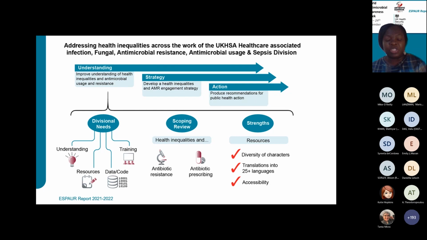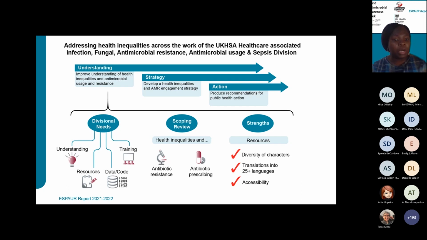Within the UK, and actually across the nation, tackling health inequalities, as we know, is really important. We have been working to embed a systemic approach to reducing health inequalities within antimicrobial resistance, at least making sure that we understand what data is available. We went through a 3-stage process. First, understanding our divisional needs: where were the key gaps among those working on antimicrobial resistance data within the division as part of the ESPAUR process. The gaps were around understanding, training, resources, and also data. We were able to identify that, and we've been working with colleagues to develop it further.